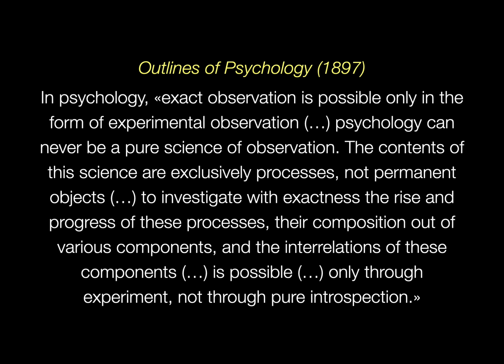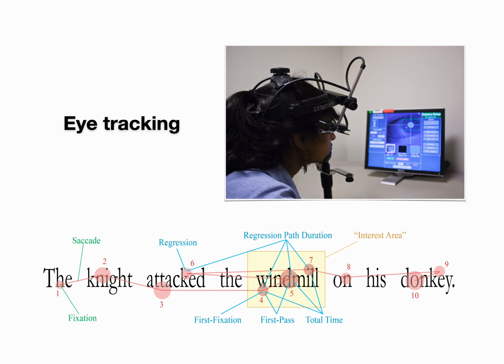So to put it crudely, you cannot look inside yourself and hope to find the objects of psychological science available for observation. So in the 20th century, researchers started developing more sophisticated experimental methods for studying language and other mental processes. One of these methods is eye tracking, where we use an infrared camera to track the movements of the pupil.